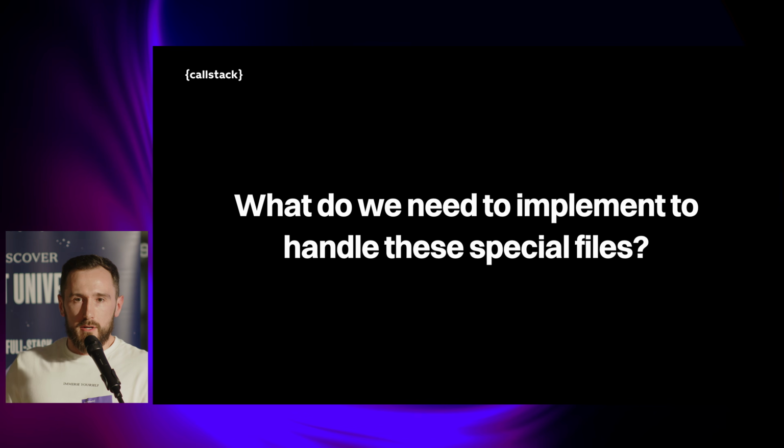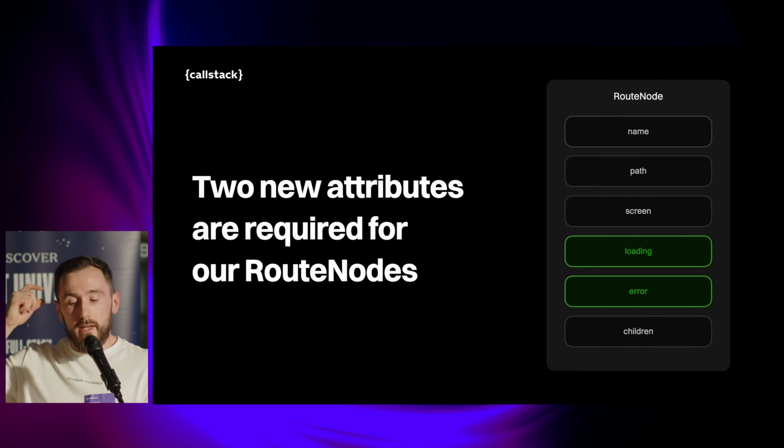So what do we need to implement in our basic implementation of file-based routing to handle those special files? It turns out we have to change only two things. The first thing is that we need to store those two additional components in our root nodes.